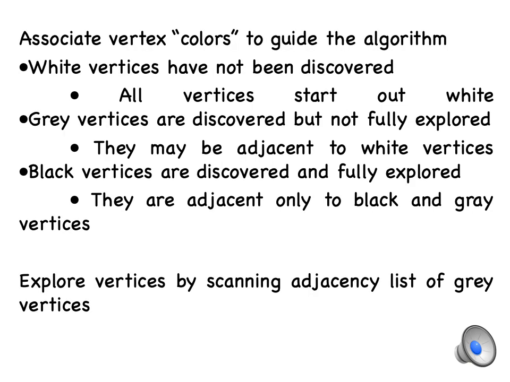To say more about the colors, white vertices have not been discovered. All the vertices start out white. Gray vertices are discovered but not fully explored. They may be adjacent to white vertices. Black vertices are discovered and fully explored. They are always adjacent only to black and gray vertices. That means a white vertex has to go to gray and only then to black. Black will always be associated with gray or black vertices.